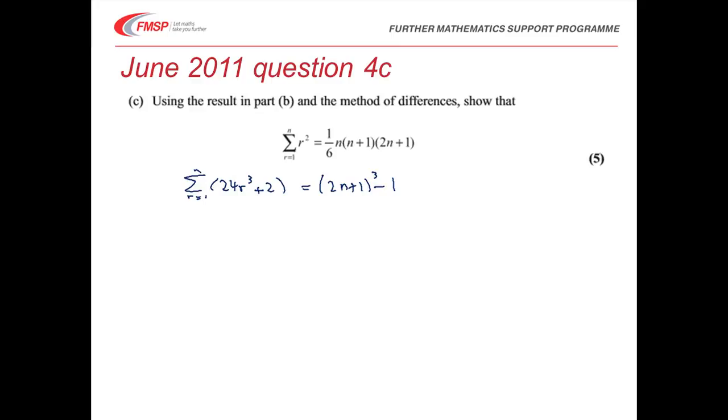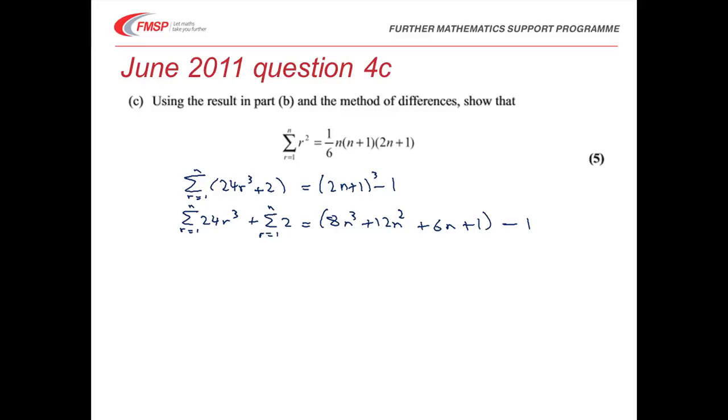So now we can start to look at the summation on the left. So now, instead of doing the sum of 24r squared plus 2, I can split this up as the sum of 24r squared from r equals 1 to n plus the sum of 2 from r equals 1 to n. And I can expand (2n plus 1) cubed. We expanded it in part A. So now that's going to be 8n cubed plus 12n squared plus 6n plus 1. So that's (2n plus 1) cubed from part A.